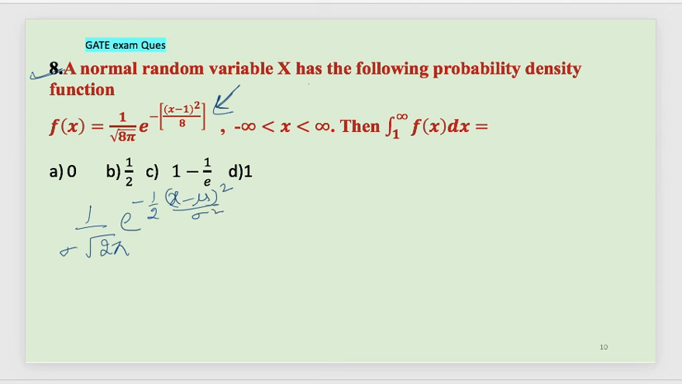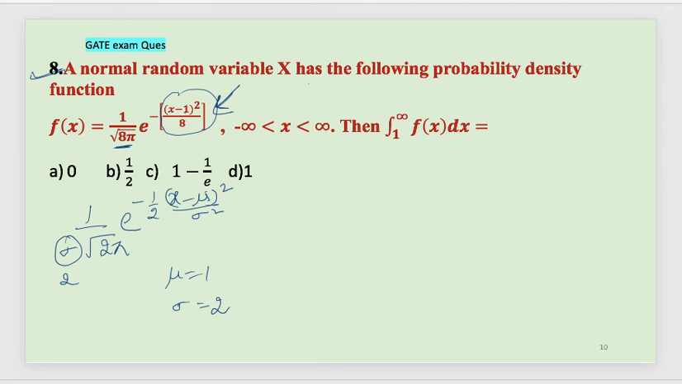So from here, I need 2 here, so if I take 4 out, it becomes 2, so I got this value as 2. So we got the standard deviation turning out to be 2. And when I simplify the power part, I can see that x minus 1 means x minus mu. So we got mu equal to 1 and sigma equal to 2.